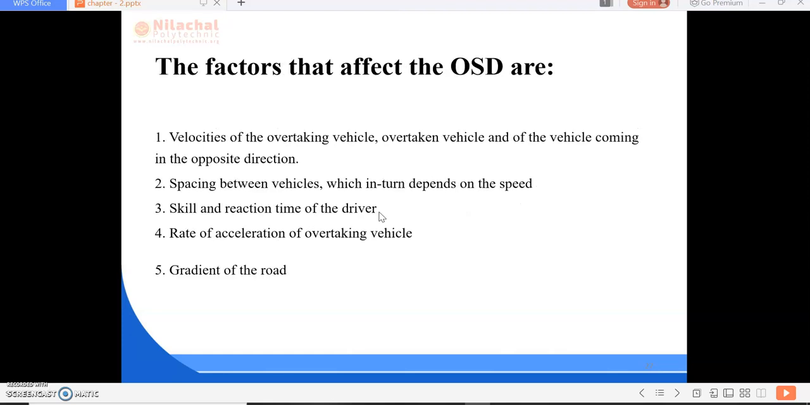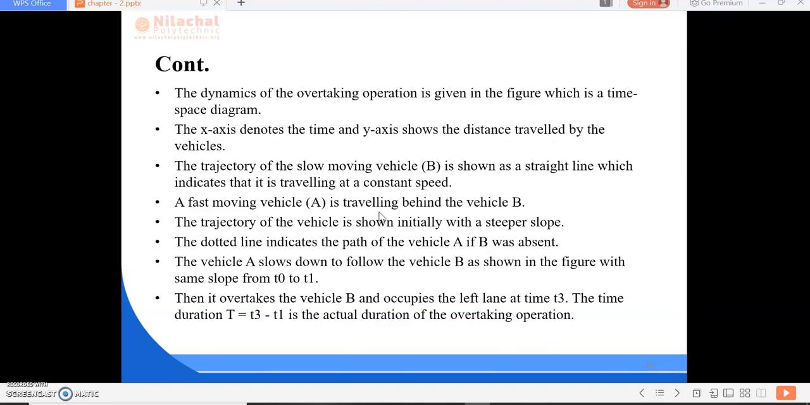The factors that affect the OSD are: first, velocity of the overtaking vehicle, the overtaken vehicle, and the vehicle coming in the opposite direction. Second, spacing between vehicles, which in turn depends on the speed, skill and reaction time of the driver. Third, rate of acceleration of the overtaking vehicle, and the last one is gradient of the road. So these are the factors on which our OSD depends.